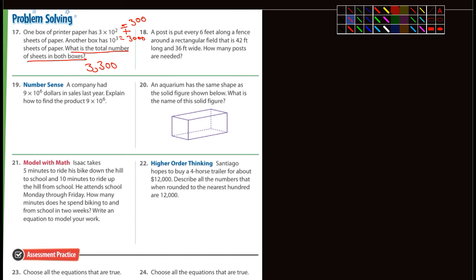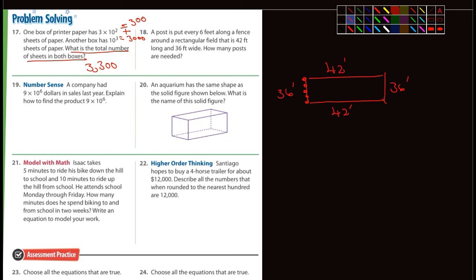17's done for you. 18. A post is put every 6 feet along a fence around a rectangular field that's 42 feet, okay, and 36 feet wide. So it might look something like this, we'll say. Every 6 feet. So they're going to put a post every 6 feet, okay? So it's 42 feet long. So it's 42 feet here. That means it's going to be 42 feet here. And what are the sides? 36. 36. How many posts are needed?